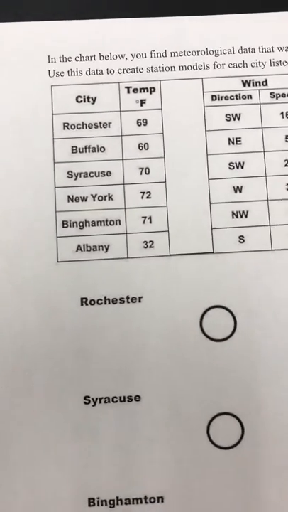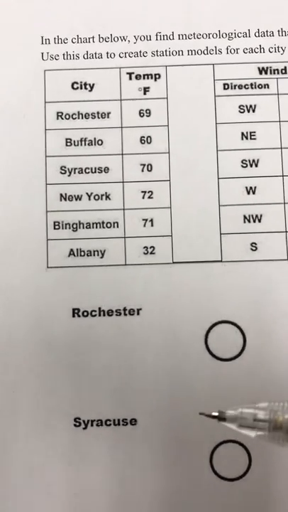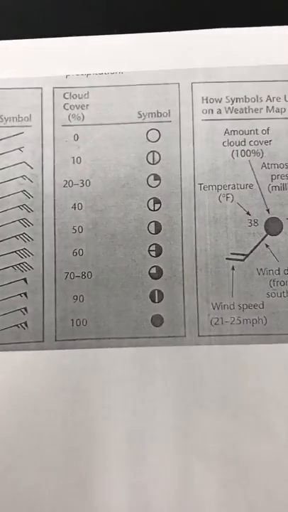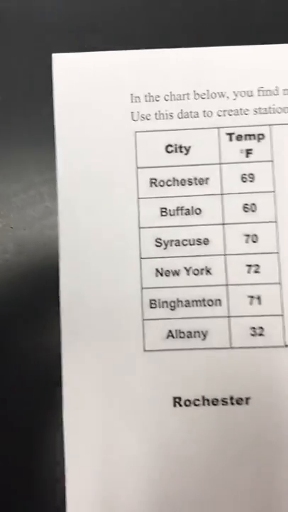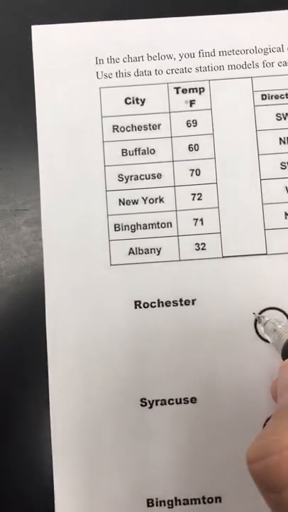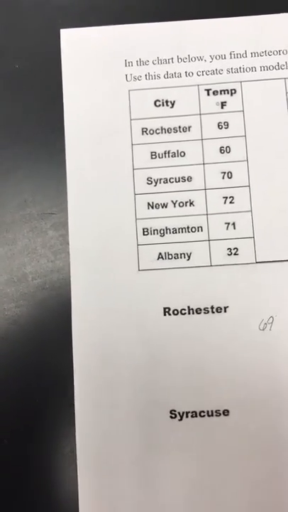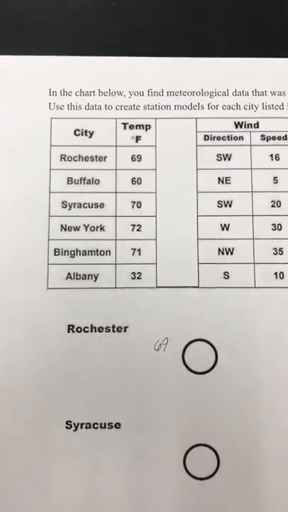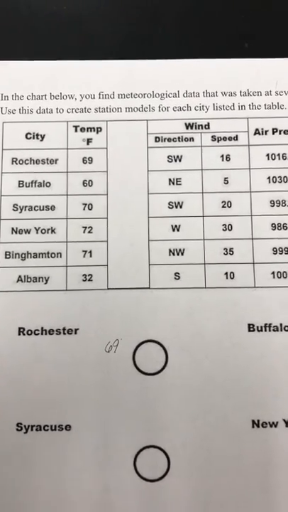First thing we're going to do is find out where we need to put our temperature. So temperature, if we go back over to our chart, is on the left-hand side at the top. So the temperature for this one is 69 degrees Fahrenheit. But we do not have to put the degrees. We're just going to understand that we know that it's 69 degrees Fahrenheit.